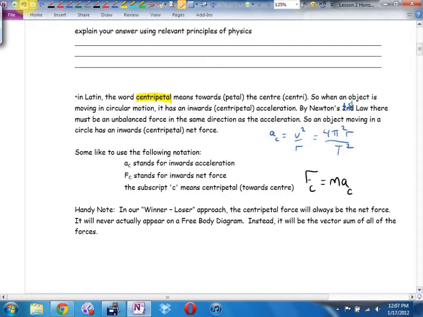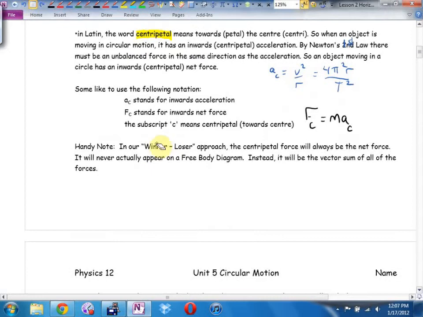Okay? Now, here's the second key thing that I'm going to try driving home again and again and again. In our handy winner minus loser approach, the centripetal force will always be the net force. In other words, my equation is going to look like this if I'm moving in a circle. And you may remember, this thing here never actually appeared on the free body diagram. It was the vector sum of all the forces. We will never write FC on our free body diagram. What we will ask is, hey, what is the force that's causing it to move in a circle? And then we'll go to our equation. So the centripetal force will always be the net force, the F net. It will never actually appear on a free body diagram. Instead, it will be the vector sum of all the forces.